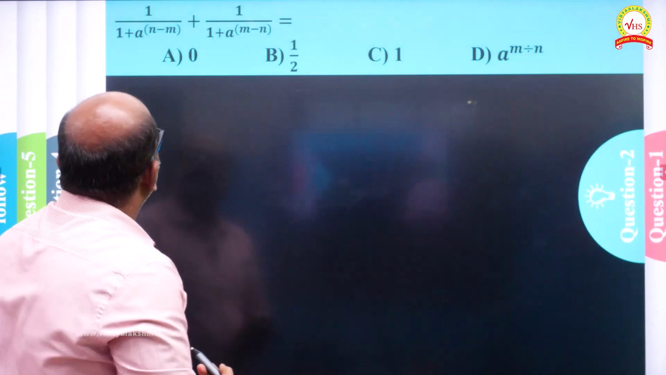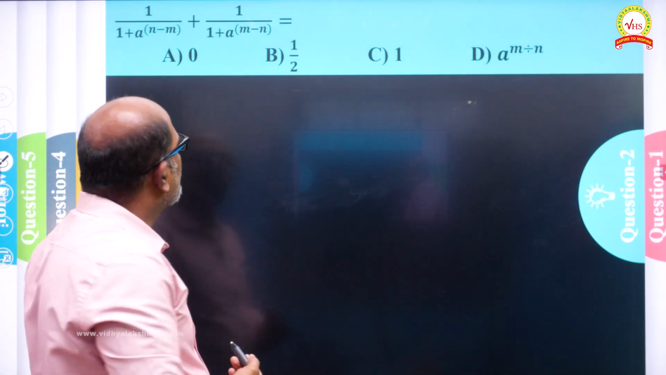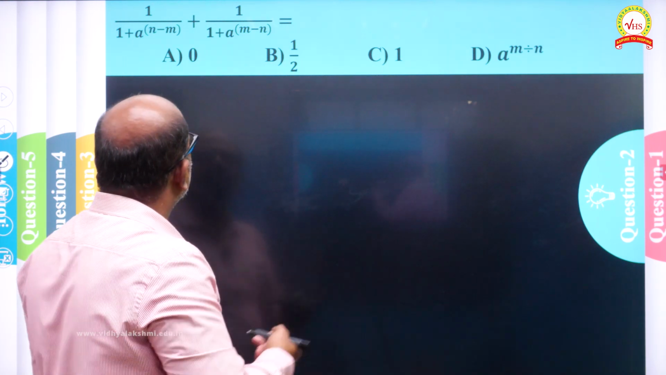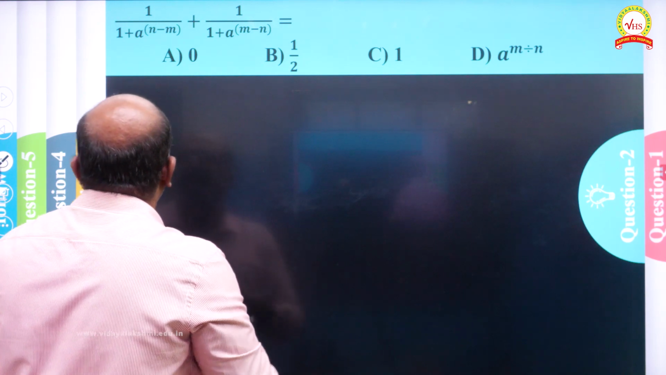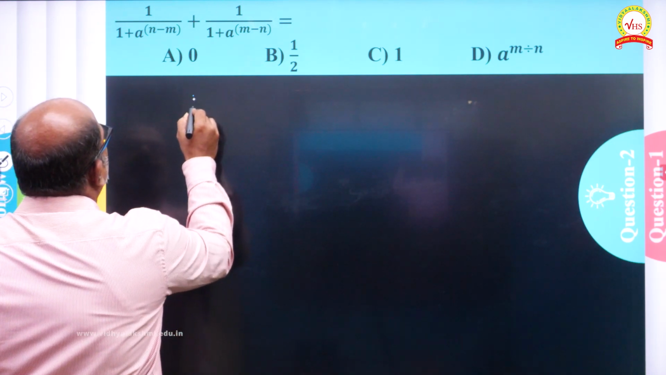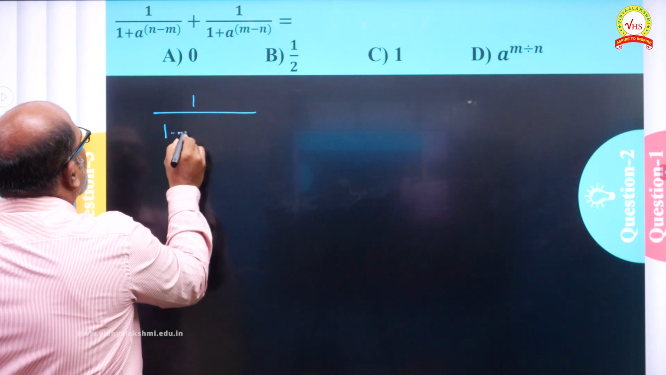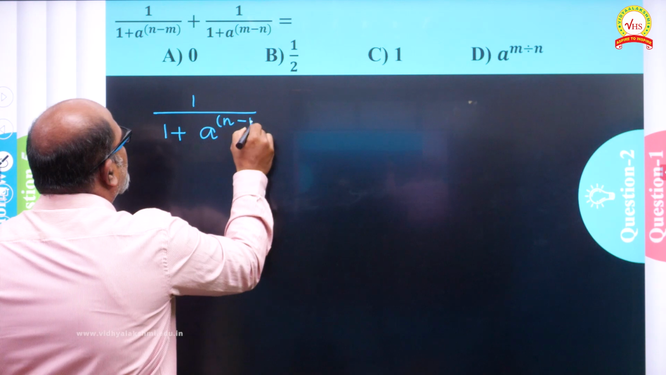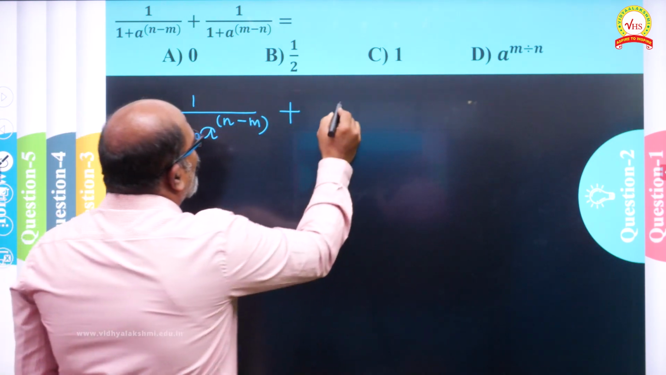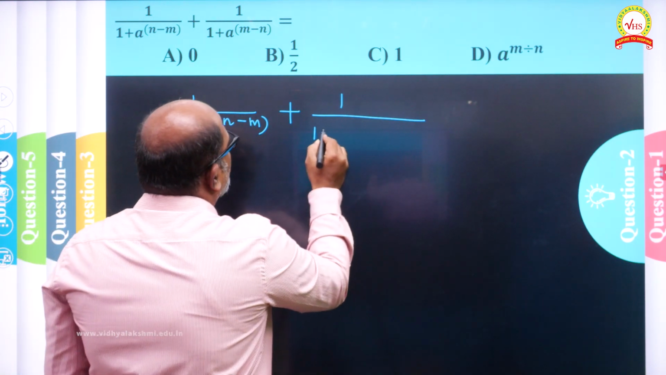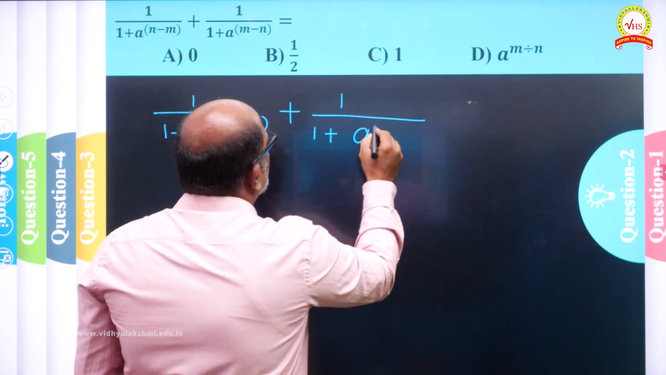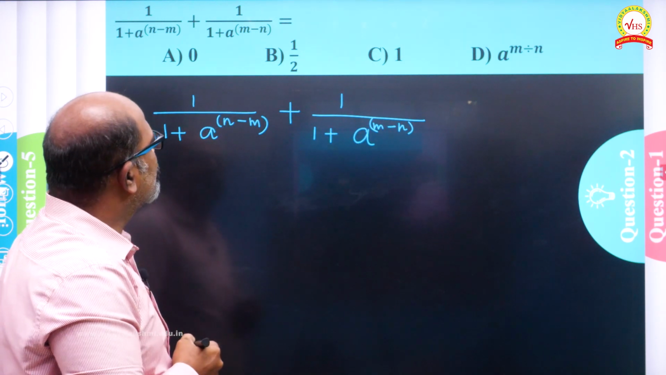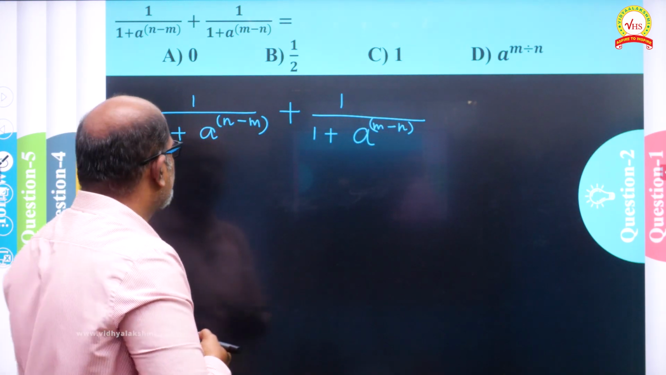Okay, now going to the second question. Yes, the second question is a tricky question that you have to approach in a different way. Your mind should work with presence. See, I want to take the question carefully here. 1 divided by (1 plus a to the power of n minus m) plus 1 divided by (1 plus a to the power of m minus n). This we have to simplify and find the answer.